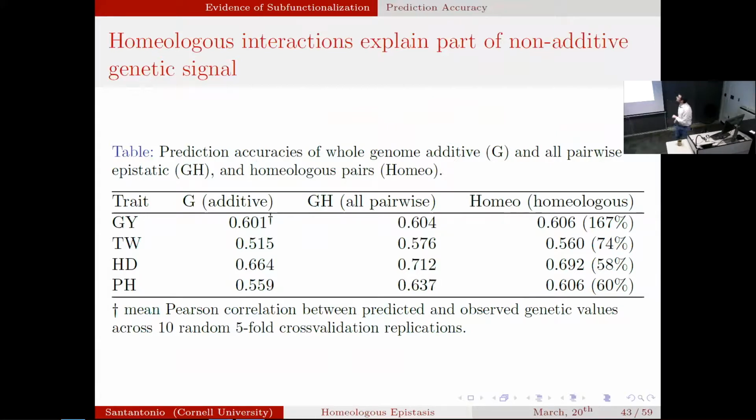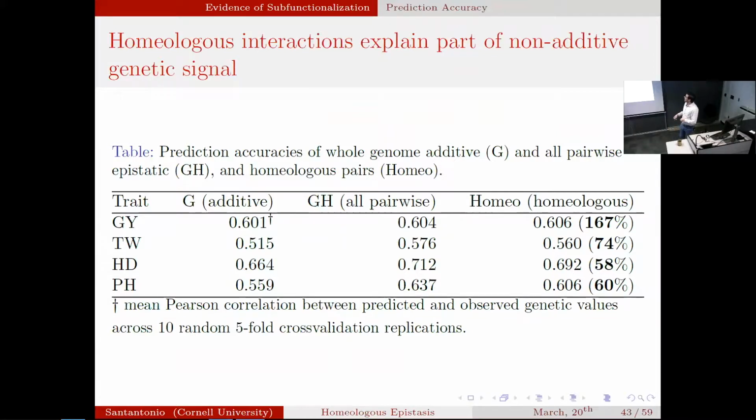We also, I'm going to skip over this. Okay, so we looked at, not a lot of large effect interactions, but do they increase prediction accuracy? We see that modeling all pairwise gives us this bump from the additive model, and the homeologous epistatic interactions explain between 60 to 75% of that increase. Now, this is a very small increase, so who knows if that's real.